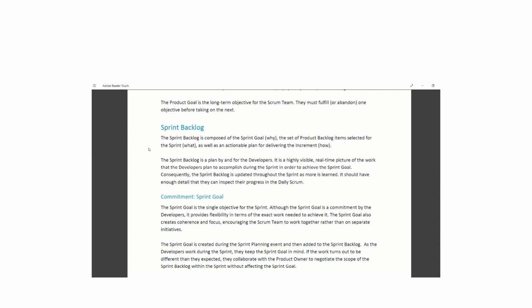Commitment: sprint goal. The sprint goal is the single objective for the sprint. Although the sprint goal is a commitment by the developers, it provides flexibility in terms of the exact work needed to achieve it. The sprint goal also creates coherence and focus, encouraging the Scrum team to work together rather than on separate initiatives.